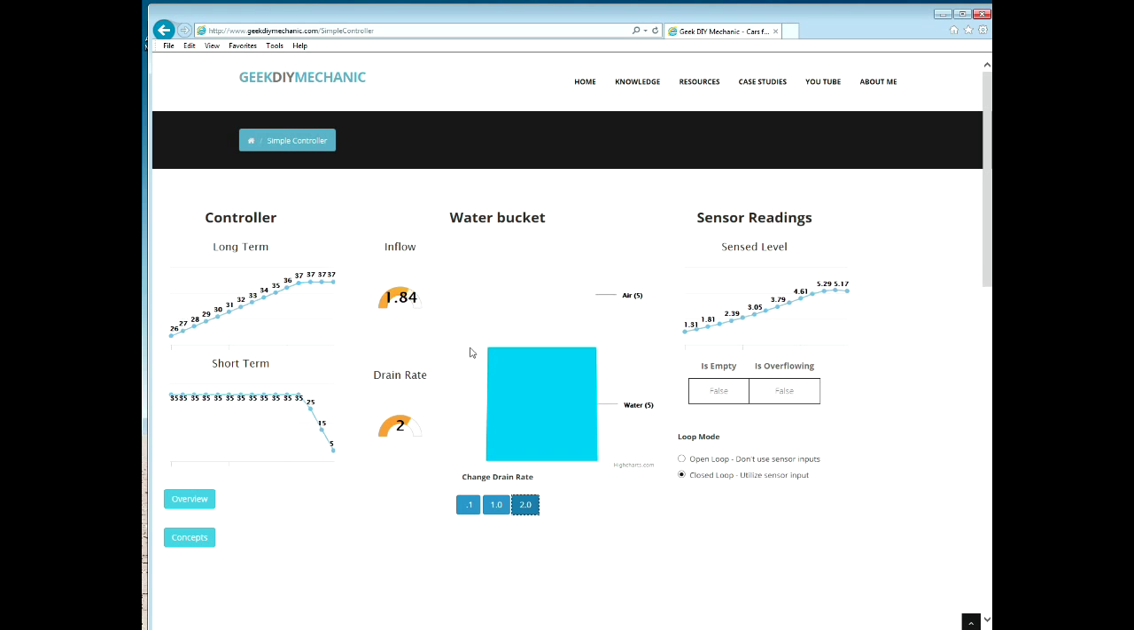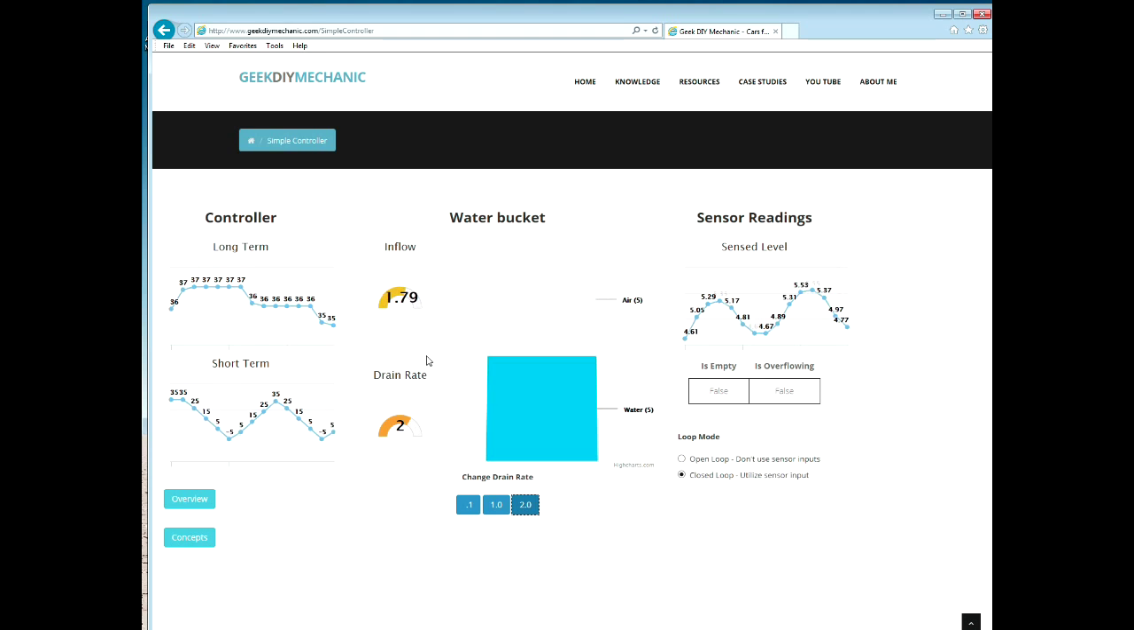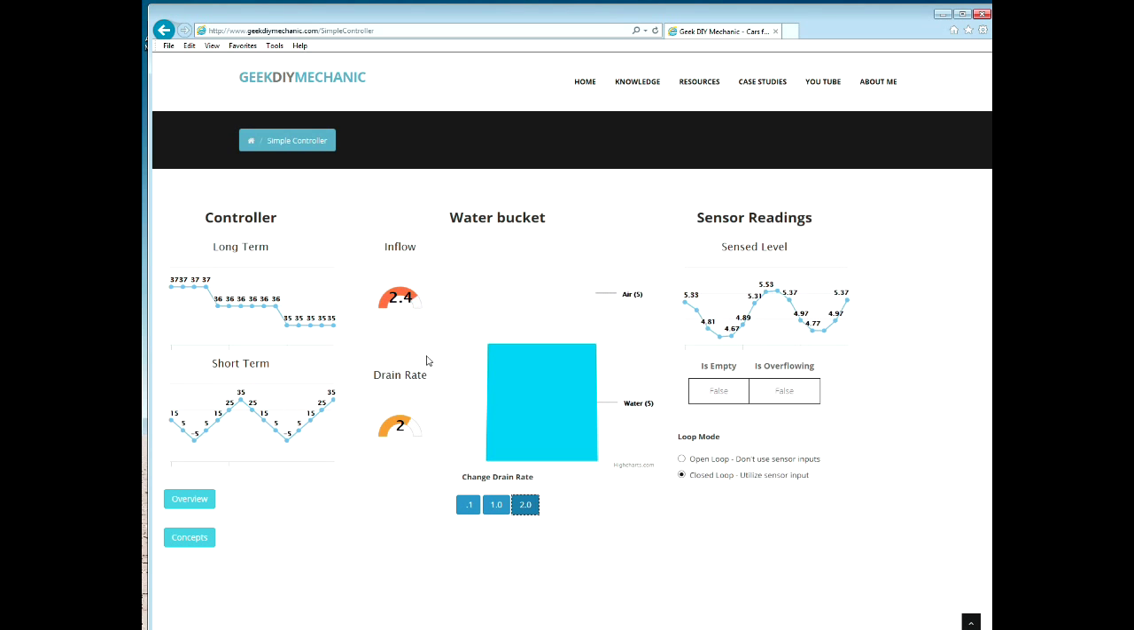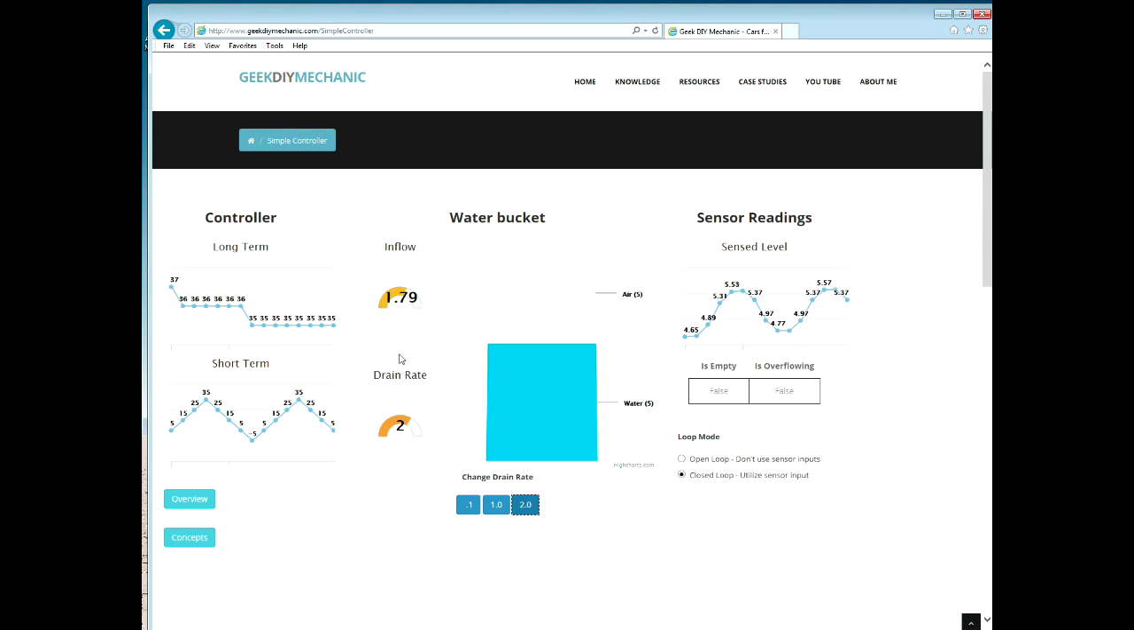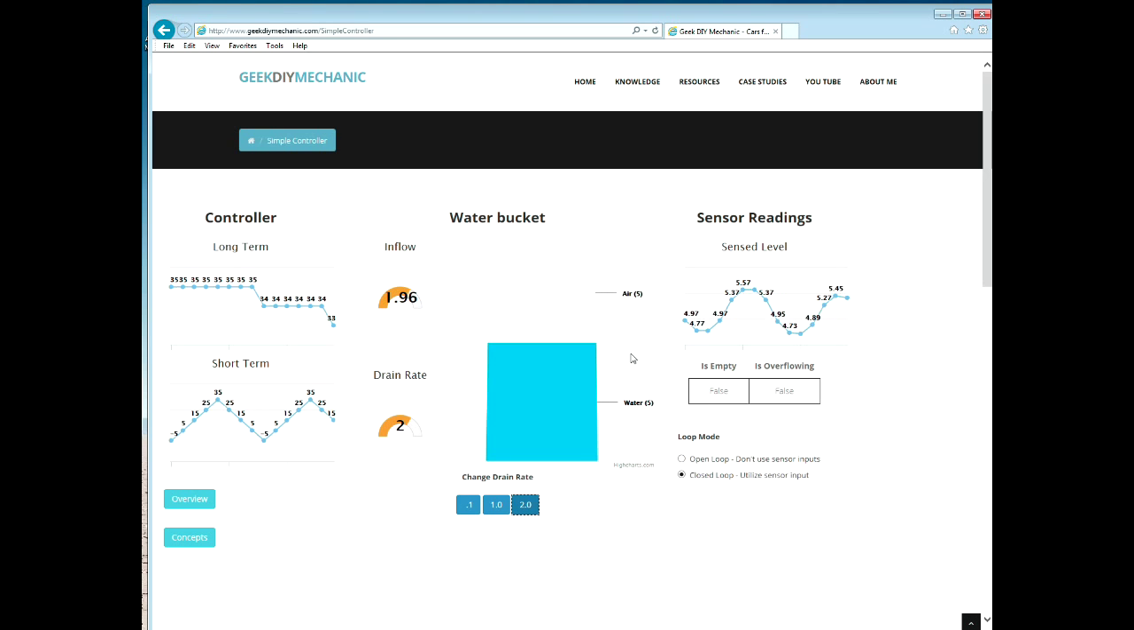Now it's going to overcompensate because now it went above, and it should slowly start to get in a steady state. And it is. Look at the inflow. It's matching 2 to drain rate of 2, and we're at 5. It's in steady state.